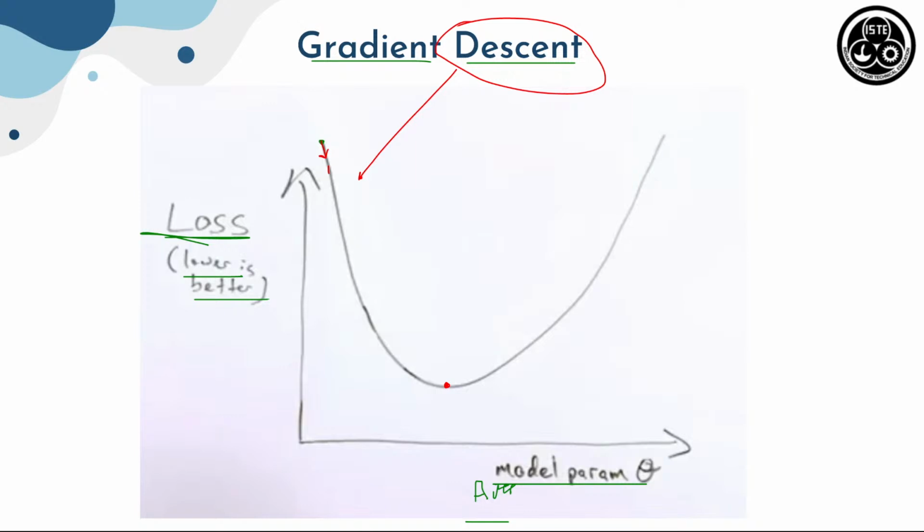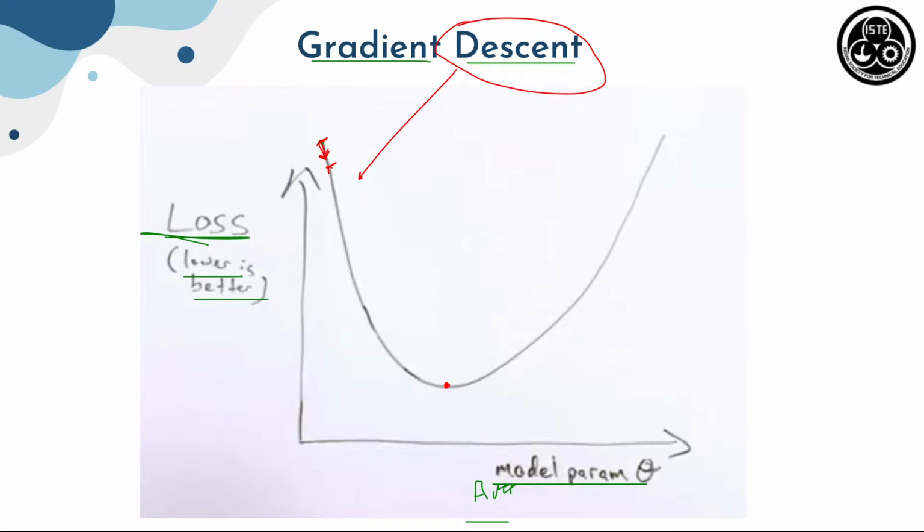We start here with some values of weights and biases. We step once and we reach this point. Now we again update the value of the weights and biases. We change the value of the M and the P, and then again we try to find a way to get to this point.